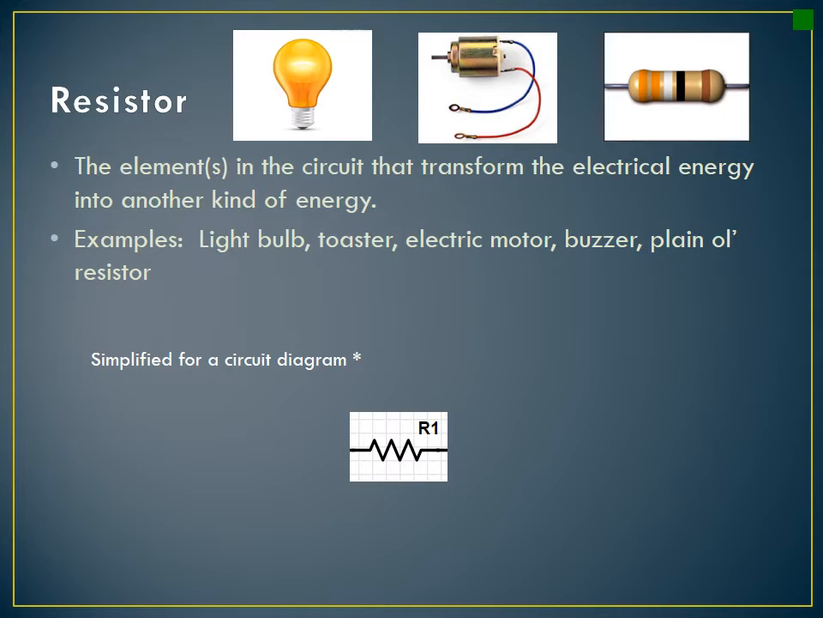Here's a resistor. If you have more than one resistor, typically you will label them something like R1, R2, R3, and that's how you differentiate them. You can also draw them turned 90 degrees, like so.